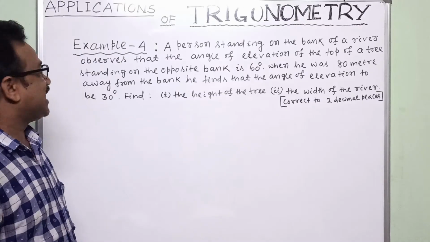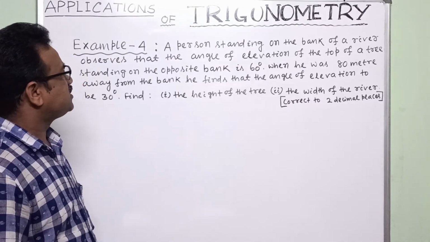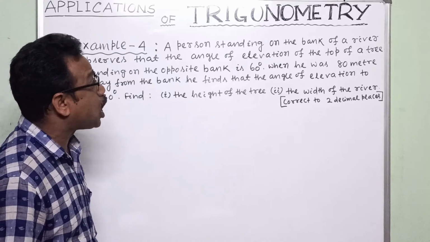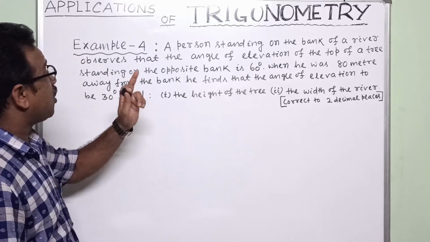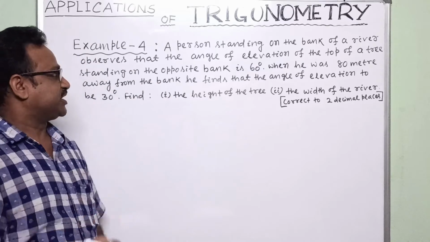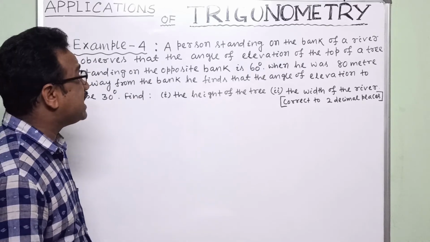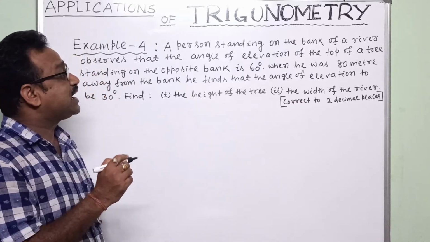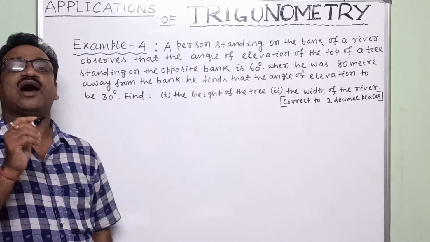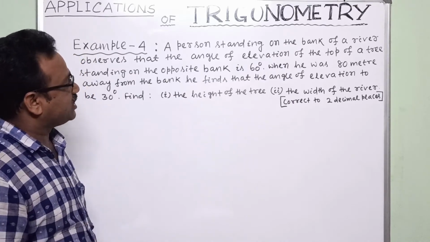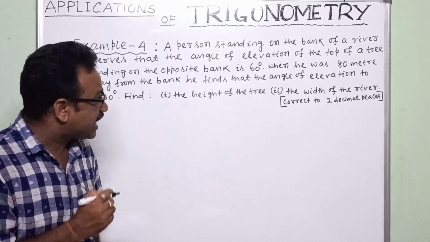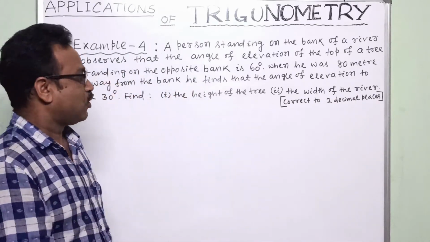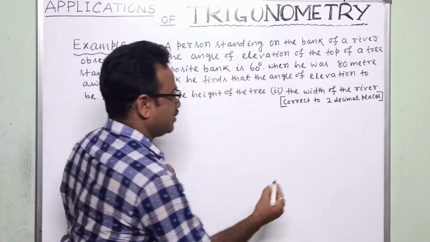So now move on to example number 4. A person standing on the bank of a river observes that the angle of elevation of the top of a tree standing on the opposite bank is 60 degree. When he was 80 meter away from the bank, he finds that the angle of elevation to be 30 degree. Find the height of the tree and the width of the river correct to 2 decimal places. Okay, so first the figure.